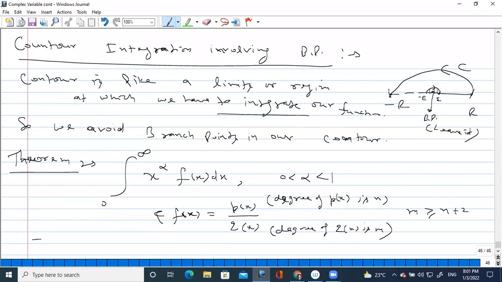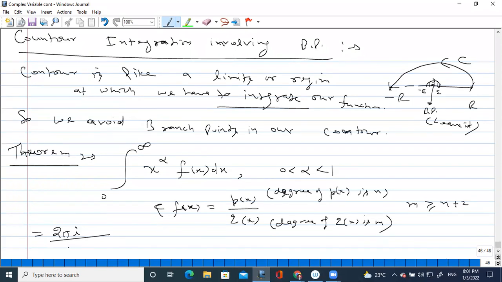Then this value will be equal to 2 pi i divided by 1 minus e to the power 2 pi i alpha, into the summation of residues. And to find this residue, you have to avoid zero as a pole. Why do you have to avoid zero?